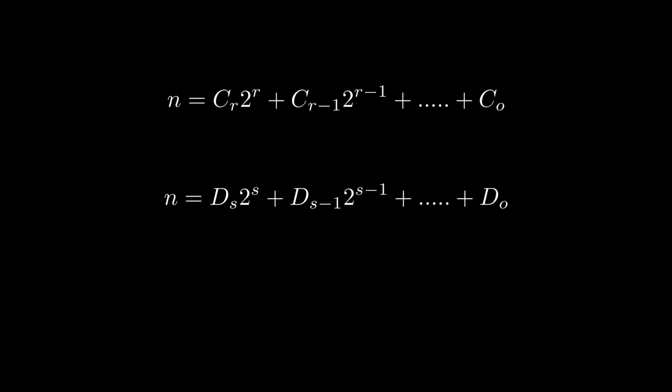Now we need to prove the last part, the uniqueness part. To prove that, we suppose there's an integer n with two different representations. If we equate both representations and reach a contradiction, then the uniqueness statement is true. We equate the two representations. R and S are non-negative integers. C_R and D_S are equal to 1 and the rest of the coefficients could be 0 or 1.